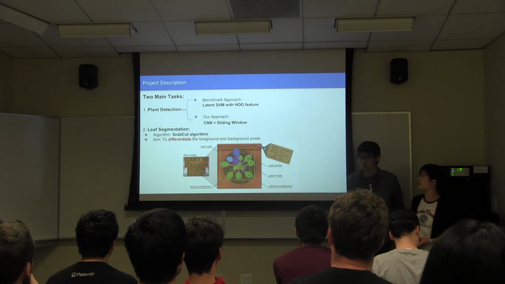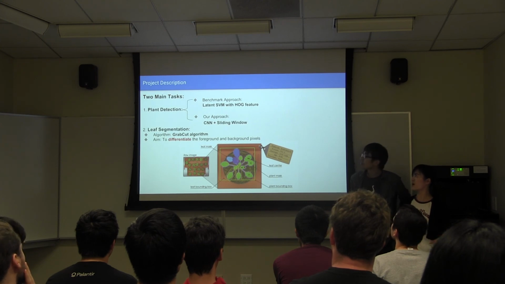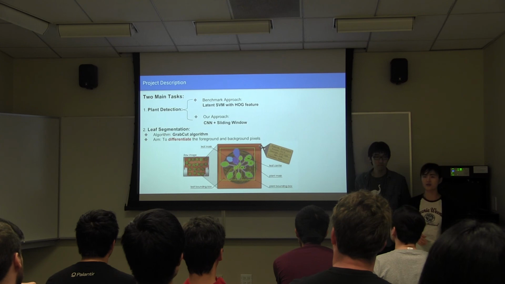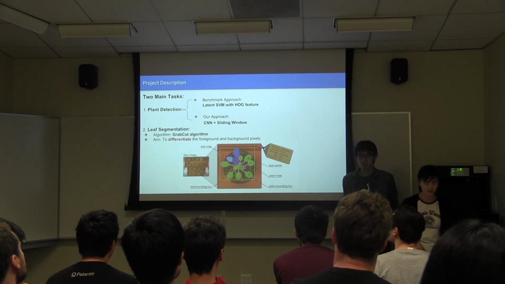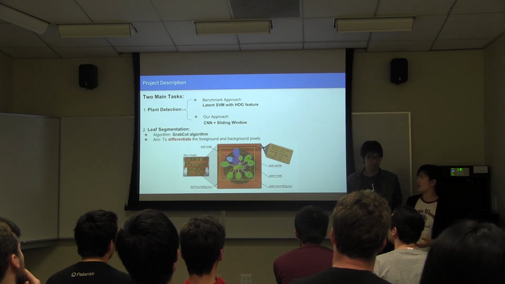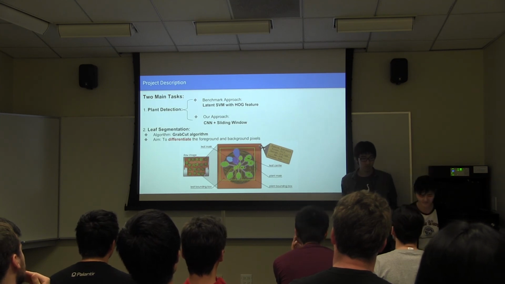One is plant detection. We use a CNN with a sliding window across the whole image as our approach, and latent SVM with HOG features as the benchmark approach, which is very similar to what we did in the previous assignment. The second one is leaf segmentation. We use the graph cut algorithm to differentiate the foreground and background pixels. Foreground pixels correspond to the plant.